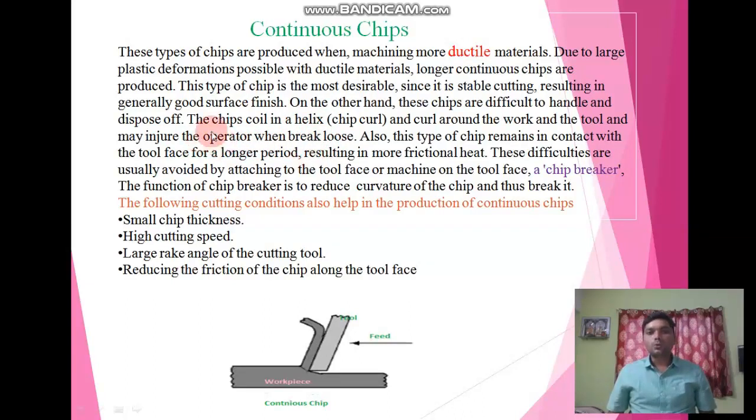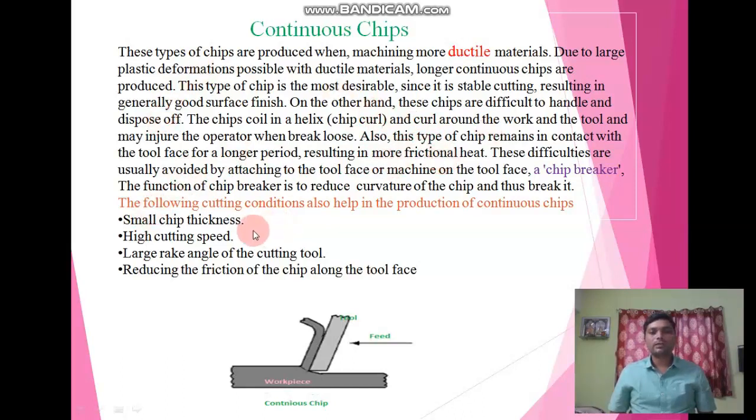So to avoid this curly chip and the injury of the operator, we need to put a chip breaker. The function of the chip breaker is to reduce the curvature of the chip and thus break it. So this type of chip remains in contact with the tool face for a longer period, resulting in more frictional heat. Because of this longer nature, continuous chips create more frictional heat. So this is what we have about the continuous chips.